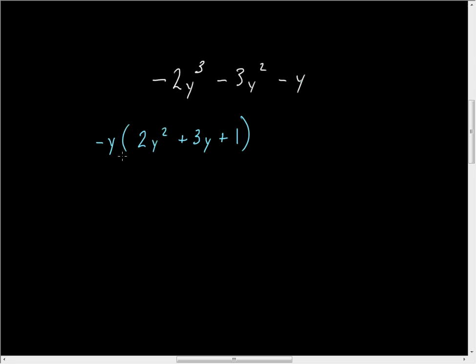Now that's just removing the greatest common factor. Again, I kind of gather this term and throw it off to the side and concentrate only on this. I'll bring that in at the end.